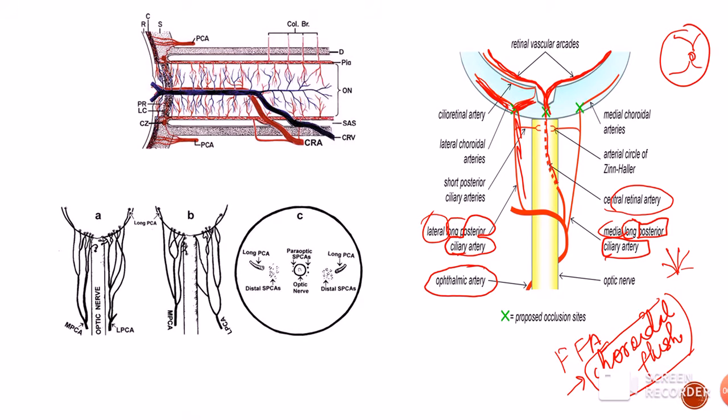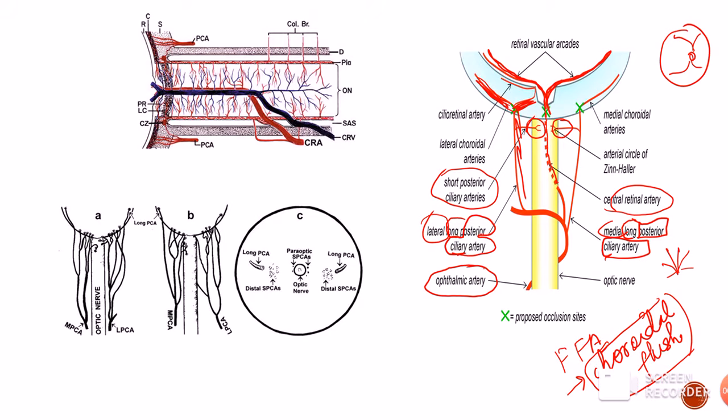Now, these long posterior ciliary arteries again divide into certain short posterior ciliary arteries, and these short posterior ciliary arteries will then supply the optic nerve and the submacular region. However, the remaining part of the choroid will be supplied by the long posterior ciliary artery.